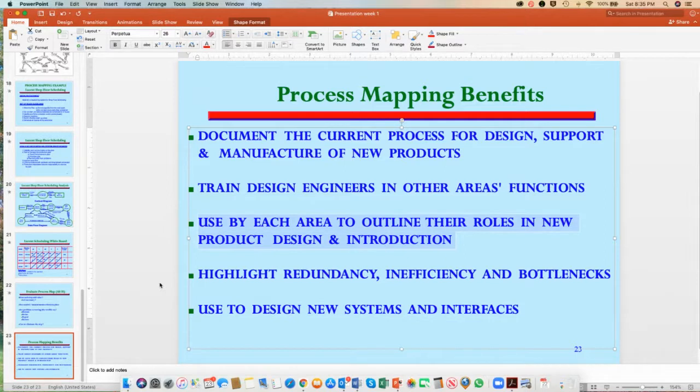And the idea is to invite each area to define their role by the process mapping. So essentially, if you invite a representative of these areas, they represent the area in terms of doing the overall process map of the factory. So the biggest thing is to highlight efficiency, inefficiency, and bottlenecks, and you use that information to design a new system. It's kind of positive.